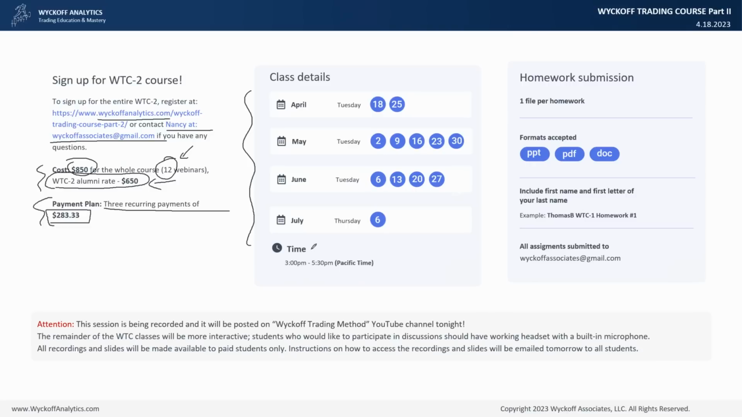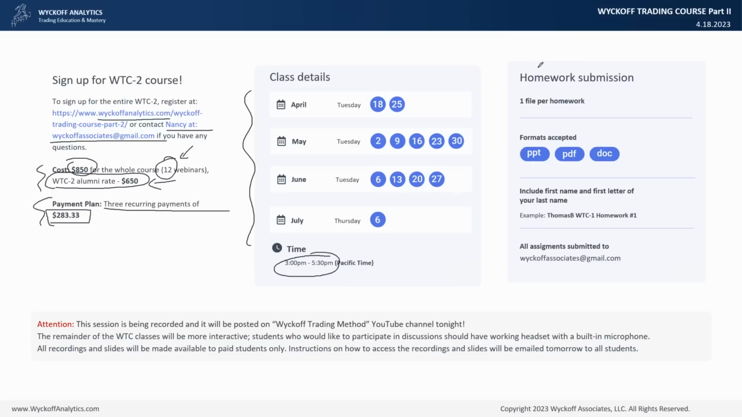These are all our 12 sessions. We're on session number 1. Our class time is between 3 to 5:30. Sometimes we'll finish later, sometimes we'll finish earlier. I tend to finish late in WTC1. I tend to finish sometimes a little bit earlier with WTC2. It just depends on how much of the material we have.